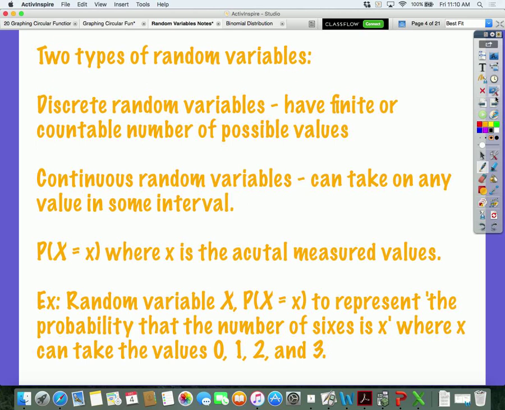So we have discrete random variables, which have a finite or countable number of possible values. And then you have continuous random variables, which can take on any value in some interval. Okay? Before I finish off the rest of the slide, we're going to do some practice to see if you can recognize a discrete random variable versus a continuous random variable.